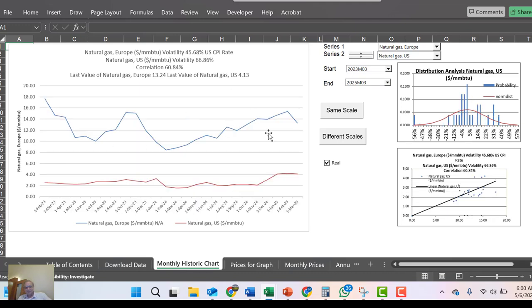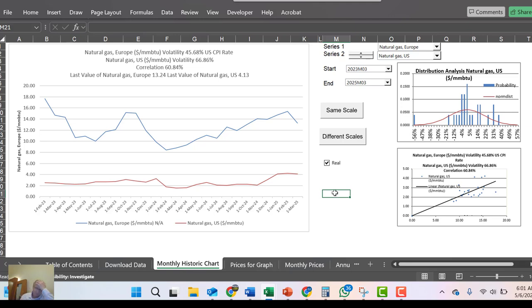And there's our differential in natural gas prices. Europe, the last time I downloaded this, $13 US per MMBTU, US $4. The US was down here at below 2, oh my God. That's driving the world right now. All this, tariffs, moving industry. This is so sad.